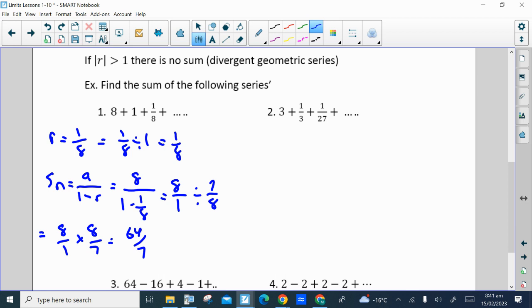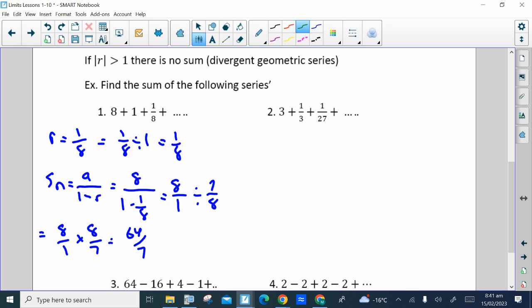So there's your answer. The more terms that you add on to that series, the closer the sum will get to 64 over 7. That's what the sum will approach, 64 over 7. Remember, it's a limit, so it'll never actually get there, because it is a limit.